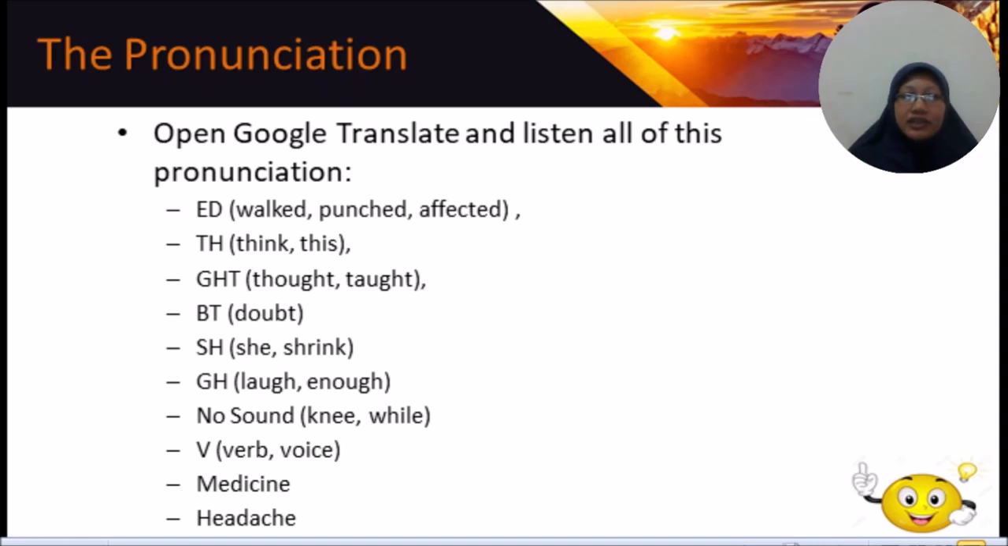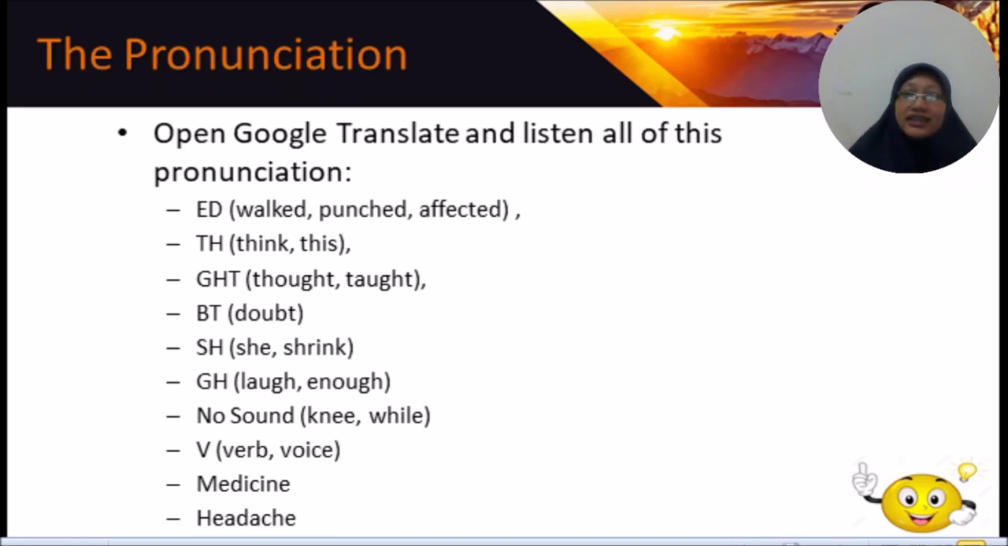Next example is G and H. You can pronounce it with F, like F. So examples like laugh, not loud but laugh, and enough, not enough but enough. Okay, so it will change to an F sound, like that.